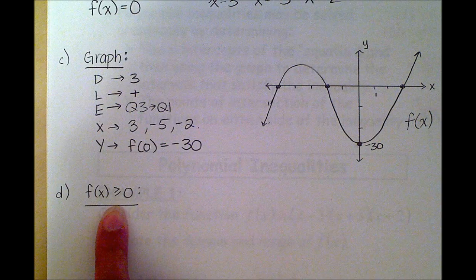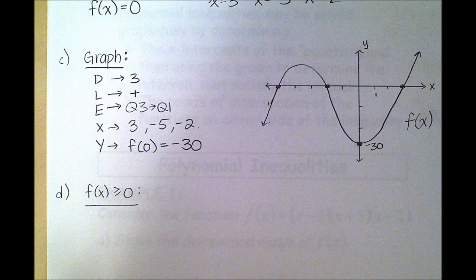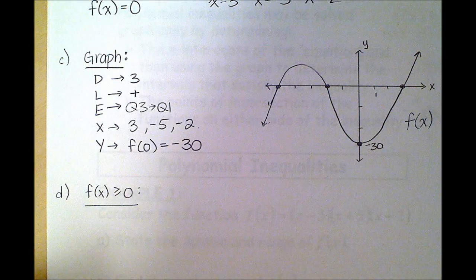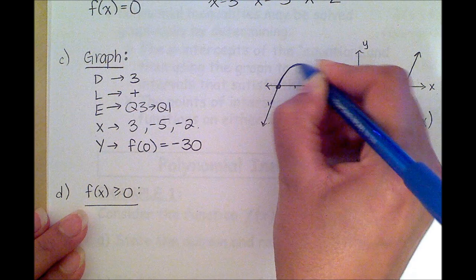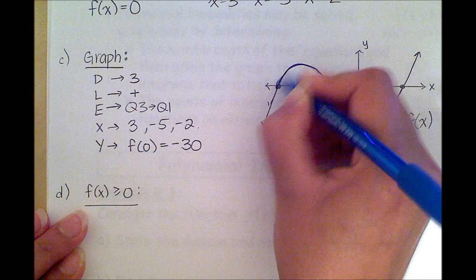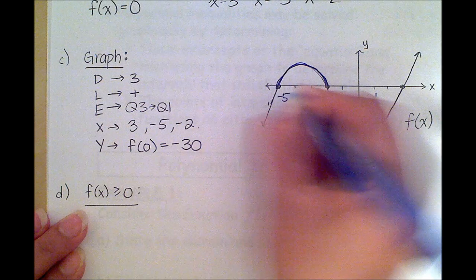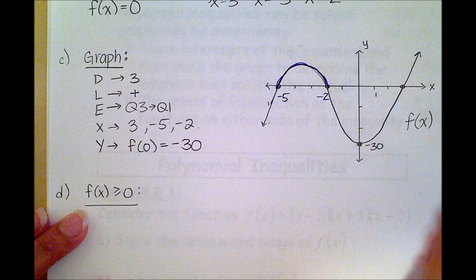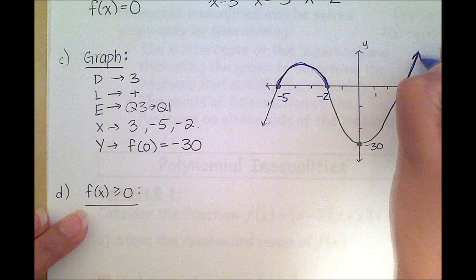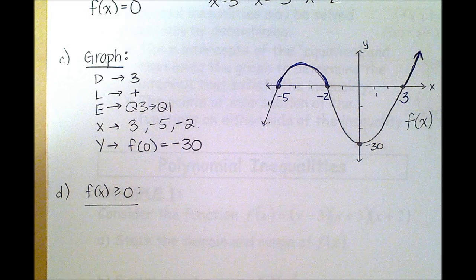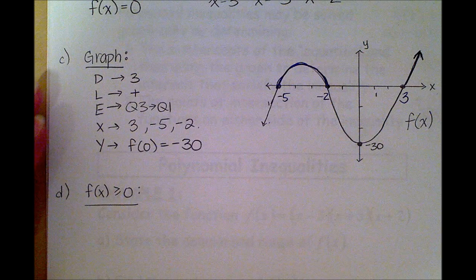Okay, so if we look at the graph, there's a couple different regions where it's greater than or equal to 0. So the function is above the x-axis and equal to 0 in this interval here. So this goes from negative 5 to negative 2. And then it's also greater than or equal to 0 in this last interval here, which is from 3 onwards. So we have two intervals where the function is going to be greater than or equal to 0.